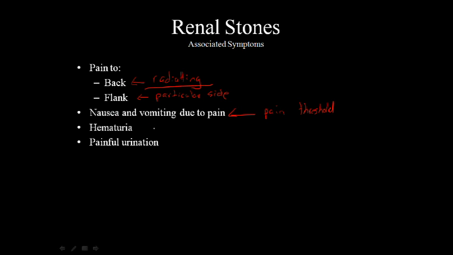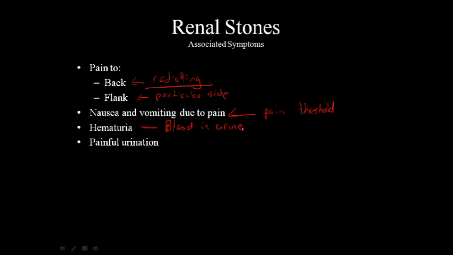Hematuria, once again, blood in the urine. That's one of the most telltale signs. A lot of times it provides an excellent indicator that the stone is trying to move or trying to progress, because it's kind of ripping and tearing its way down.